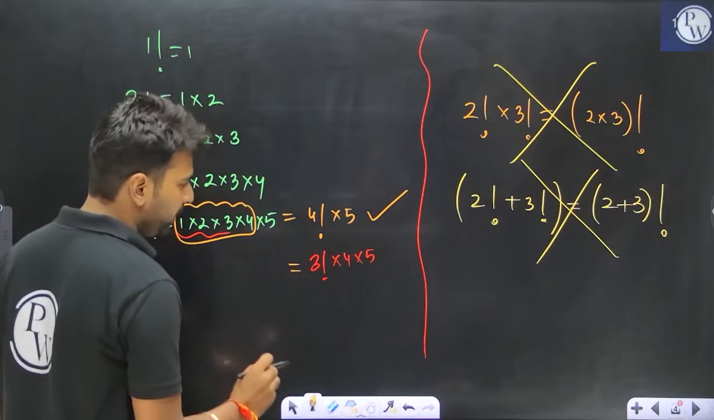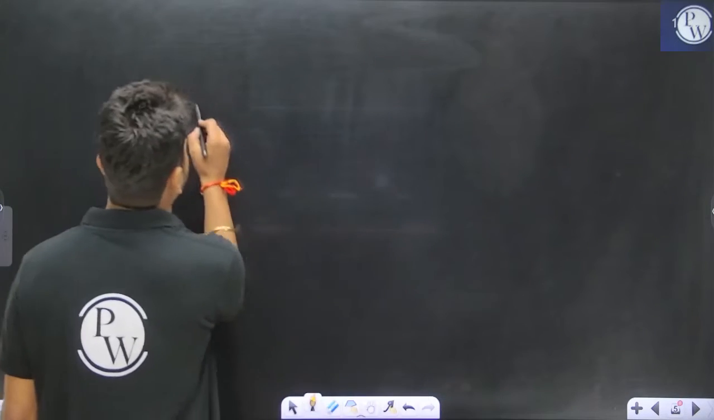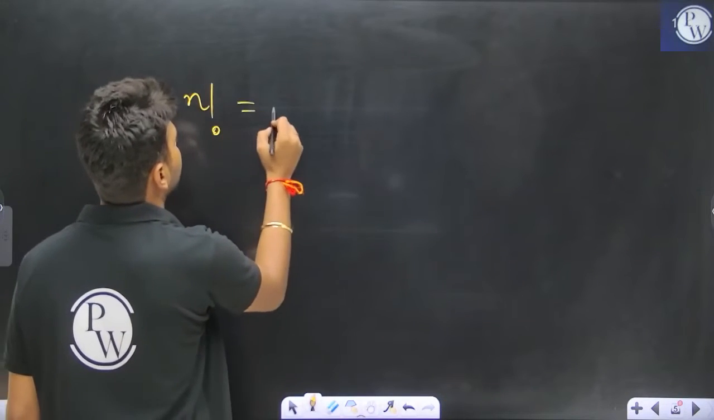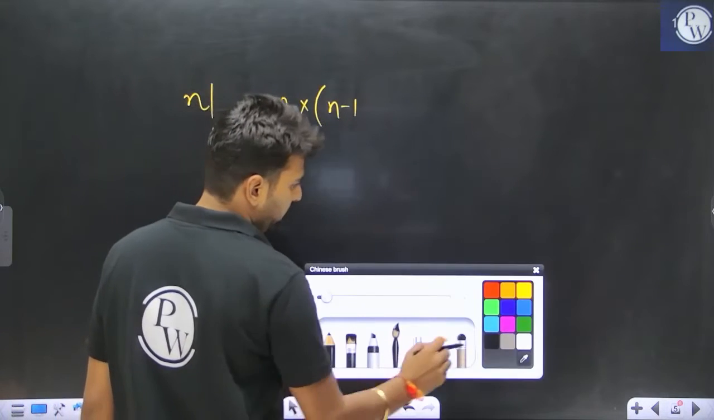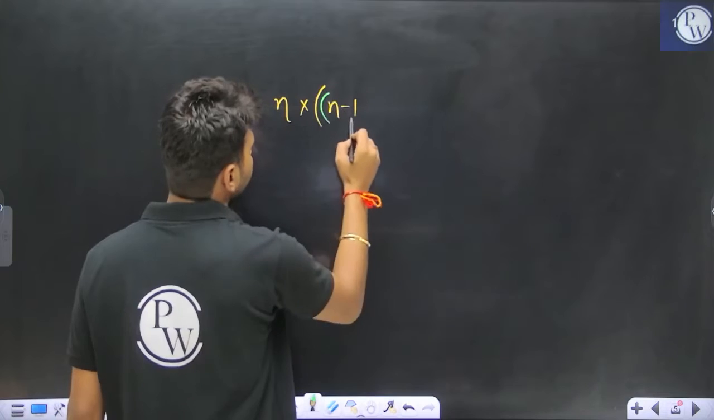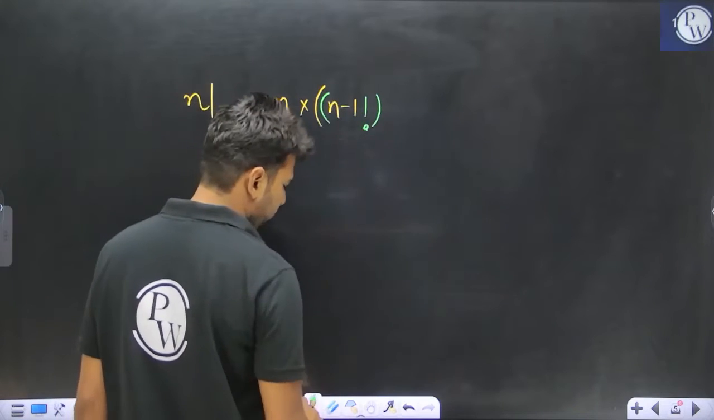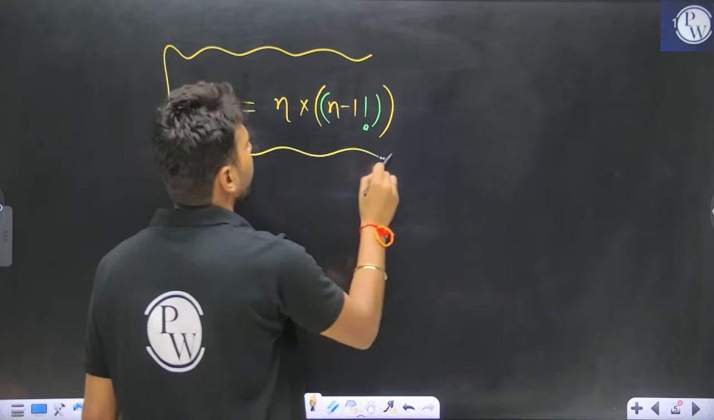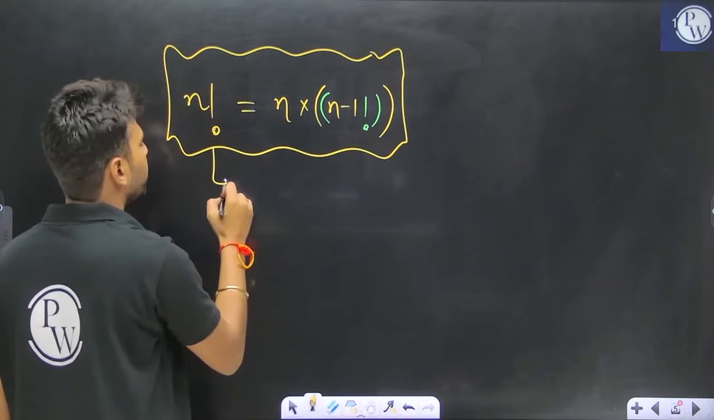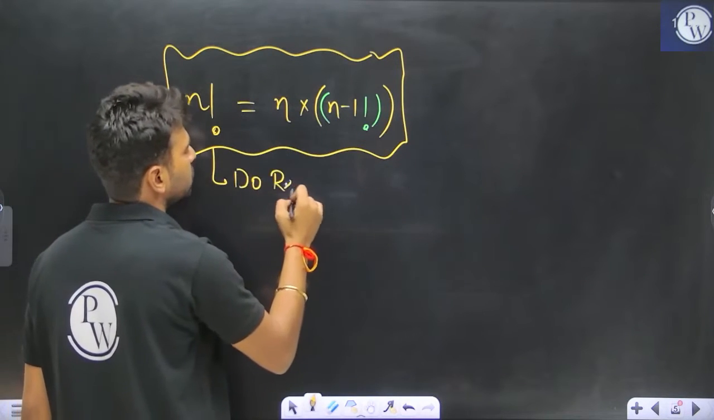Okay. And the very important property that I just talked about, that n factorial can also be written as n into (n minus 1) factorial. This can be written. So this is a very important thing. Do remember this.